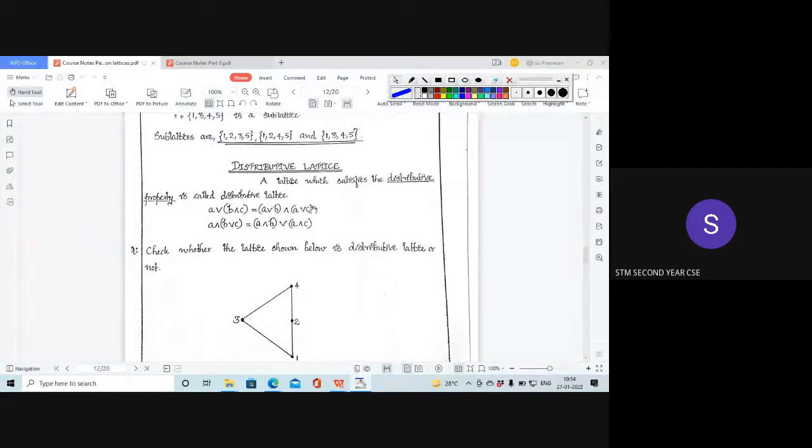So the different combinations, just write the four combinations: 1, 2, 3. Then 2, 3, 4. Then 1, 2, 4. And one more combination is there.